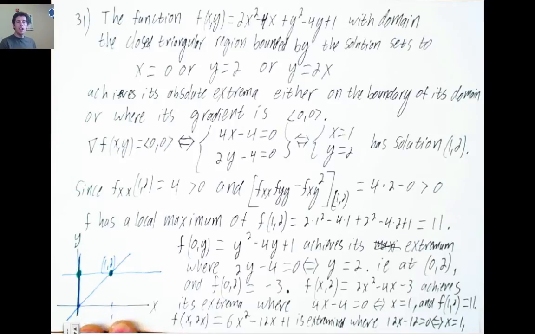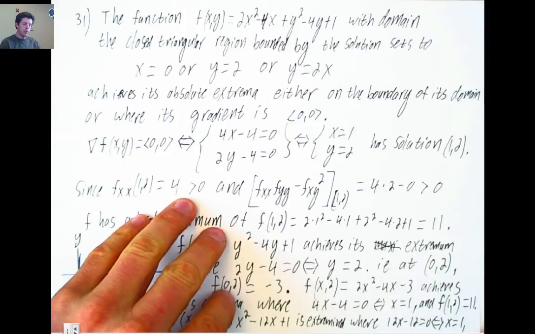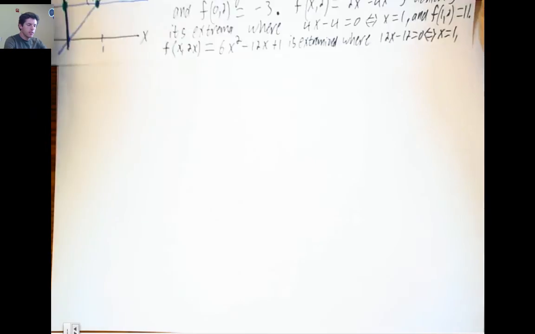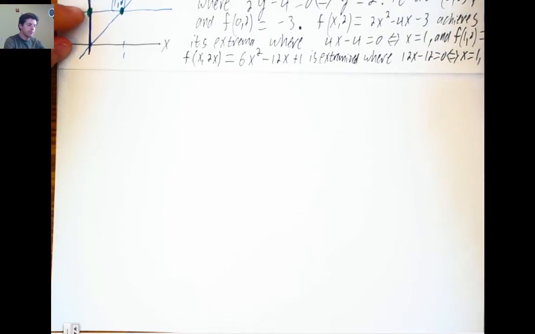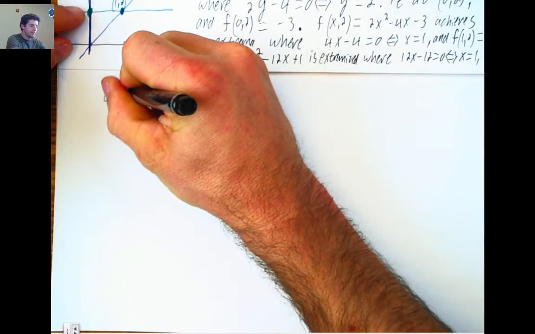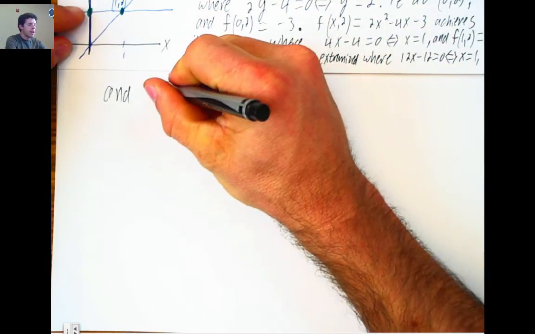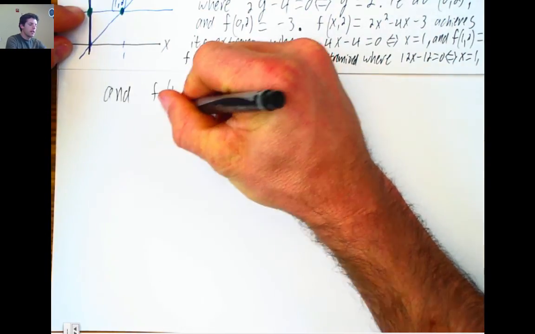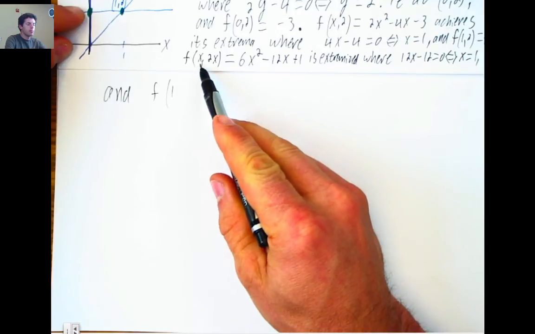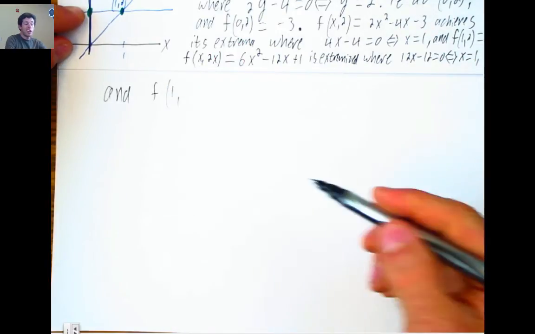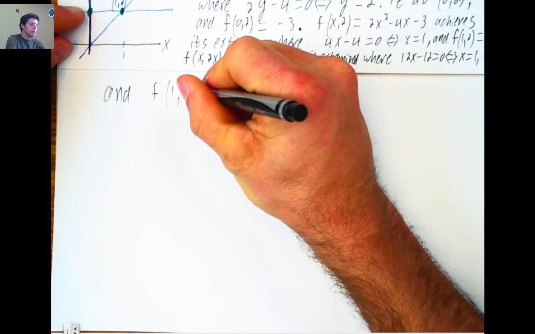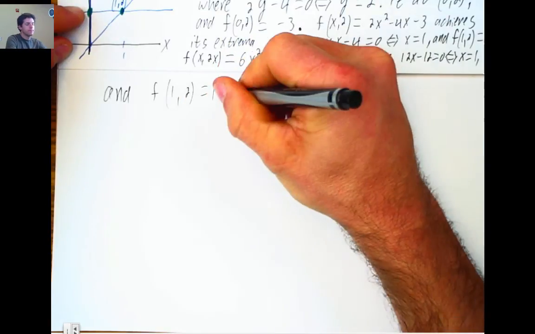Okay, now let's see. I have to go to a new page. I can't believe it. This is the first time in any video where I've had to go to a new page. Maybe I'll do it like this, and I'll start writing big just to spoil myself. f of 1, 2, along the line y equals 2x, with x being 1, this must be 2, is equal to 11.